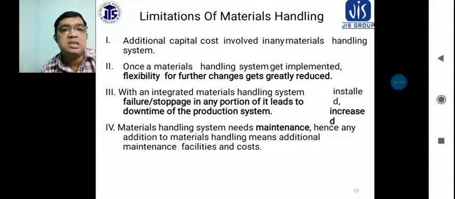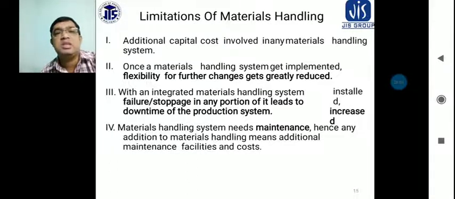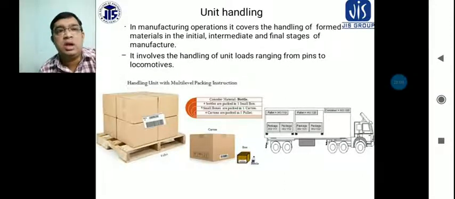Another thing is that materials handling systems need maintenance, hence any addition of materials handling means additional maintenance facilities, and the cost will also be included in the materials handling procedures, and this is a limitation.